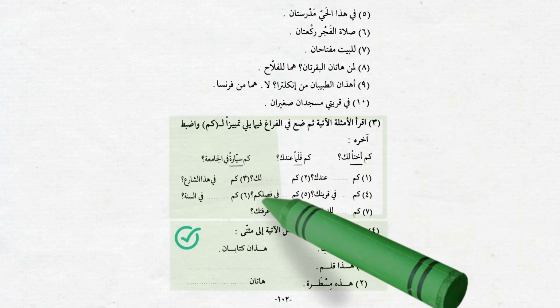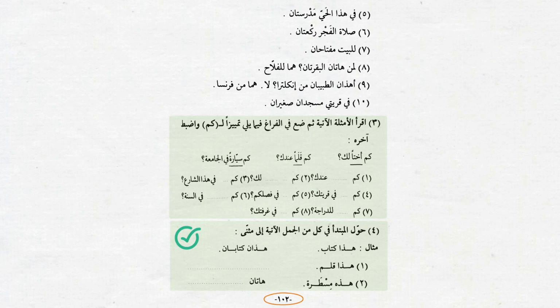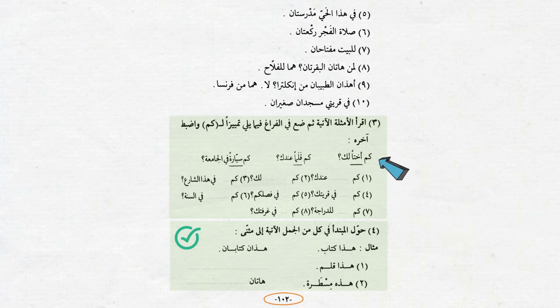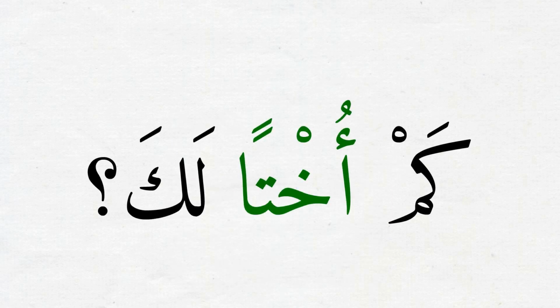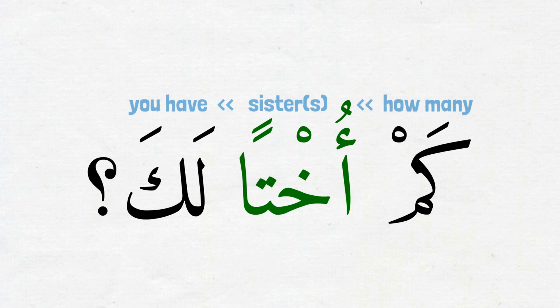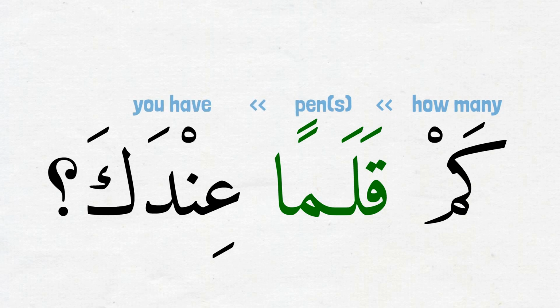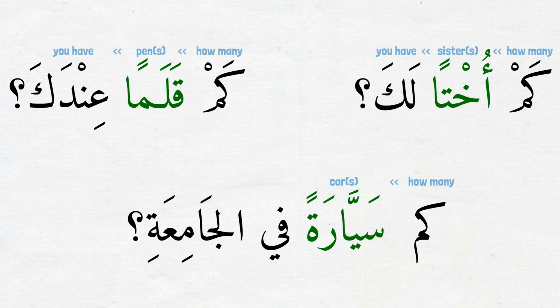Now we are ready to go over exercise 3 on page 102. Here we are going to learn how to ask questions using the ISMU-LISTIFHAAM KAM. Let's take a look at the examples. كم أختا لك? How many sisters do you have? كم قلما عندك? How many pens do you have? كم سيارة في الجامعة? How many cars are in the university?